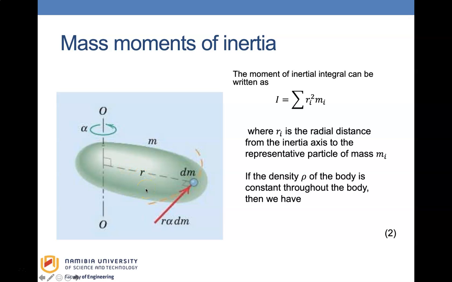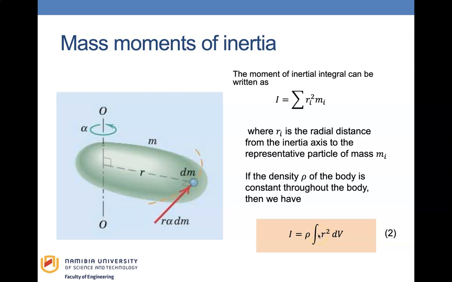If the density of this body is rho and is constant throughout the body, the moment of inertia becomes I equals rho times the integral of r squared dv, where dv is the element of the volume. In a case where the density is not uniform all through the body, and if it can be expressed as a function of the coordinates of the body, then it should be within the integral sign and should be integrated.